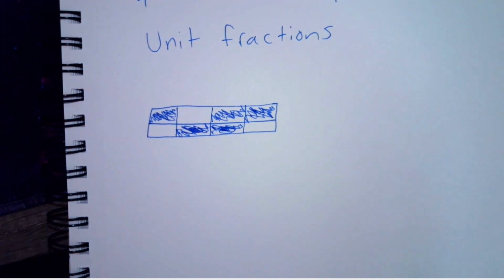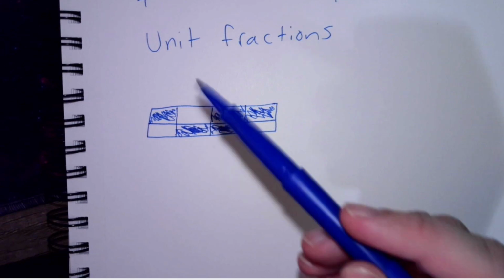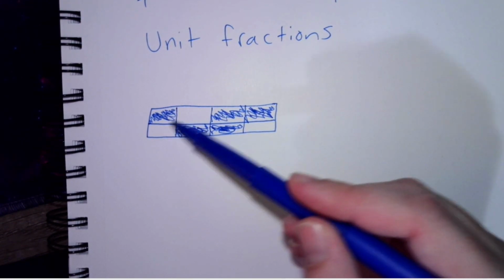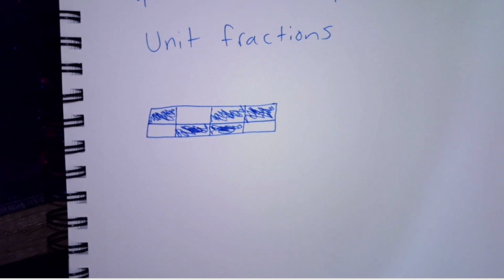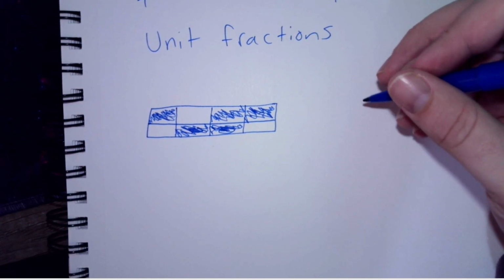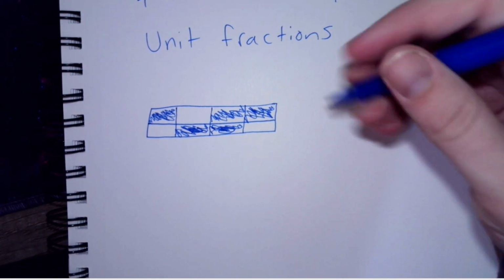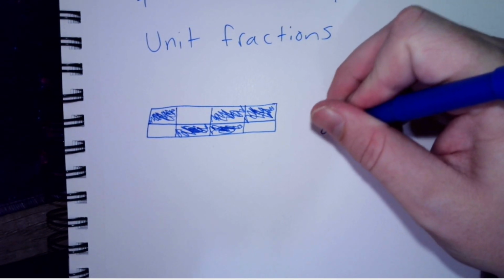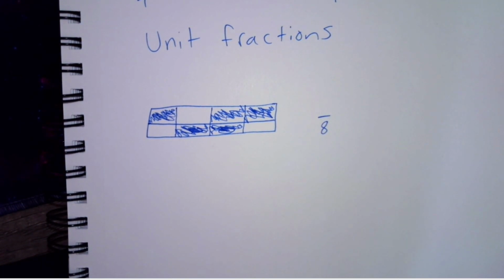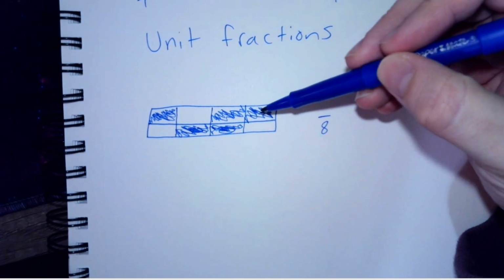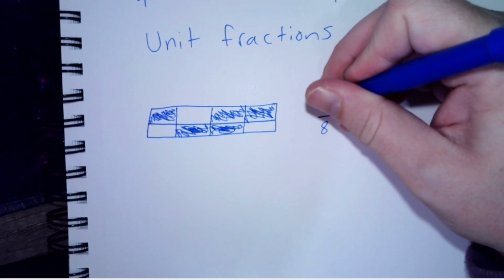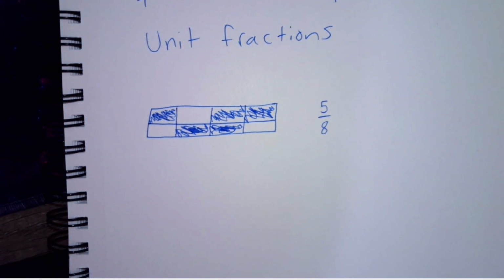Okay, so if we look, the whole is broken into eighths. So we got one, two, three, four, five, six, seven, 8 pieces. So we know we're dealing with eighths. So the denominator of our unit fractions will be eighths. And then the numerator of each fraction is, what are we dealing with? So we're dealing with 1, 2, 3, 4, 5. So we have 5/8 of our whole shaded.